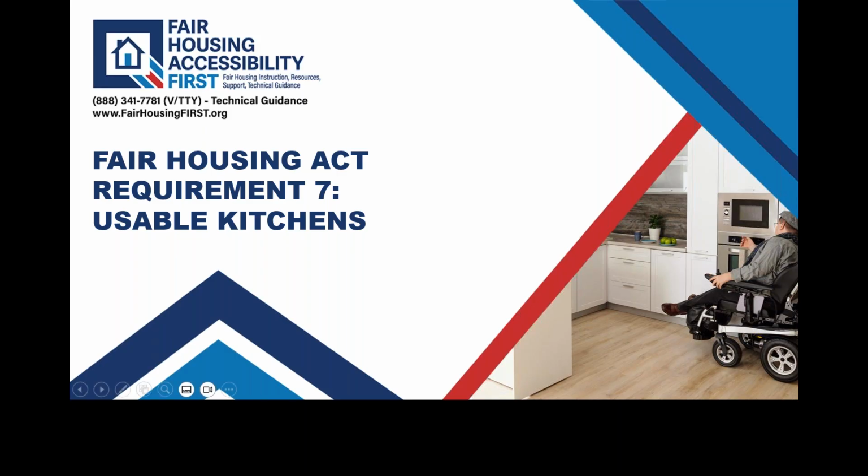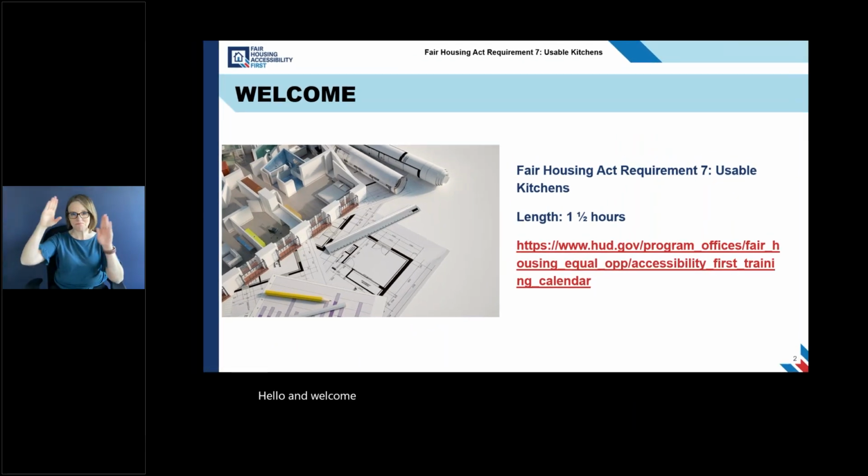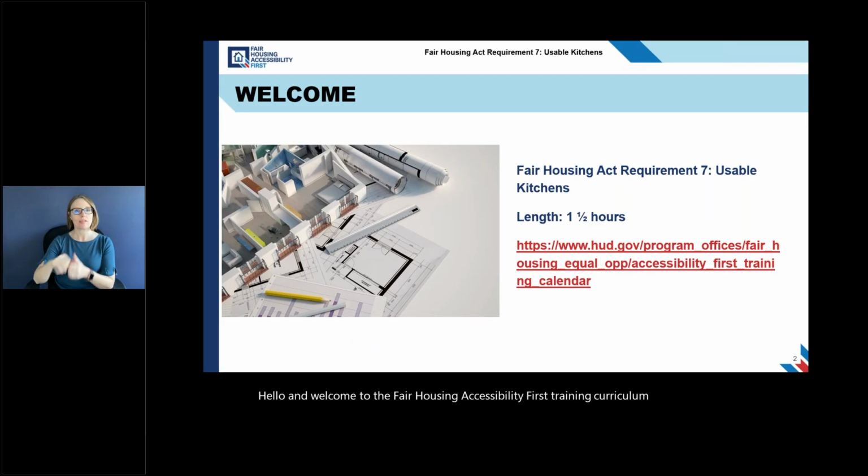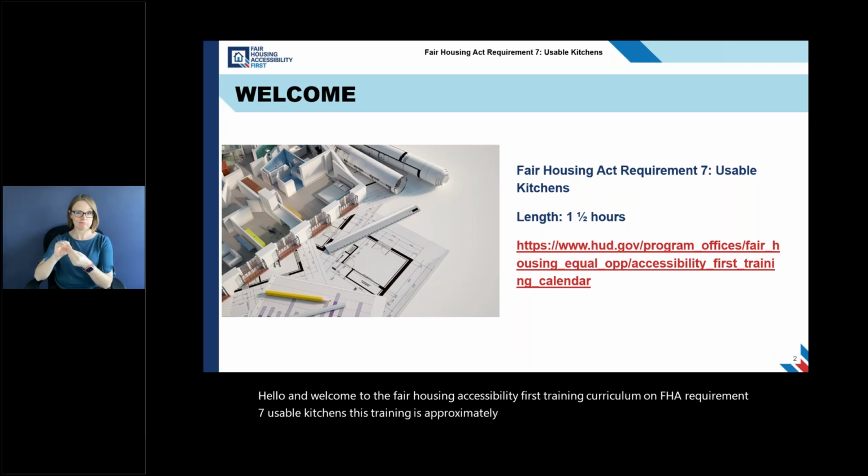Hello, and welcome to the Fair Housing Accessibility First training curriculum on FHA Requirement 7 Usable Kitchens. This training is approximately 1.5 hours in length.